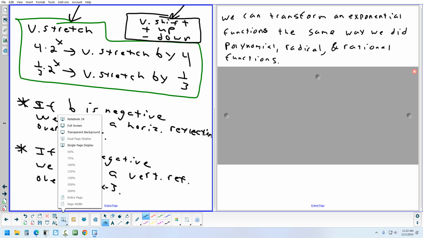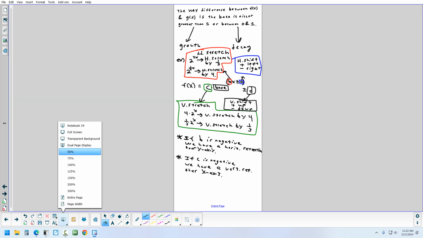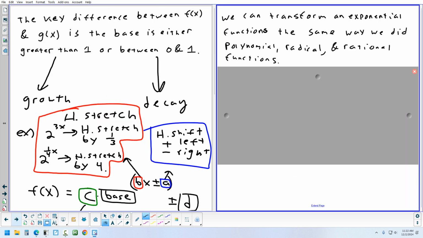So that gives us a total of 6 transformations. A is your horizontal shift, B is your horizontal stretch and horizontal reflection, C is your vertical stretch and vertical reflection, and D is your vertical shift. Okay, so I'll keep that chart up while we try the next example.